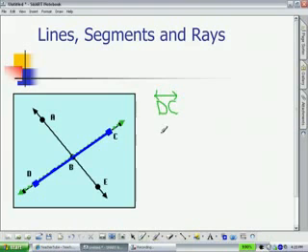And we would write that again using the same letters DC, but now to signify that it's a segment and not the line, we simply draw a straight line above it, and that means it starts at D and ends at C and includes everything in between.